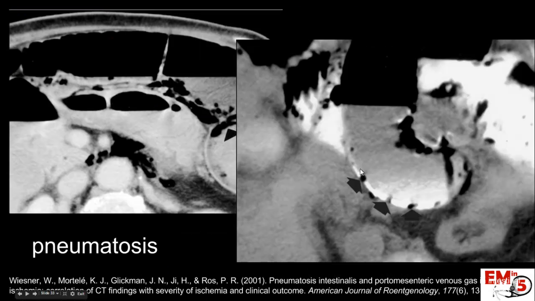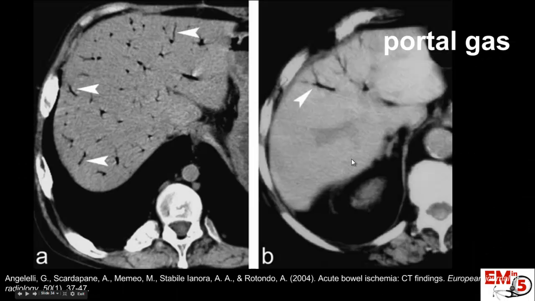Here's some examples of pneumatosis. So there's these air bubbles in the bowel wall. And here's examples of portal gas. Again, it's a very concerning finding.